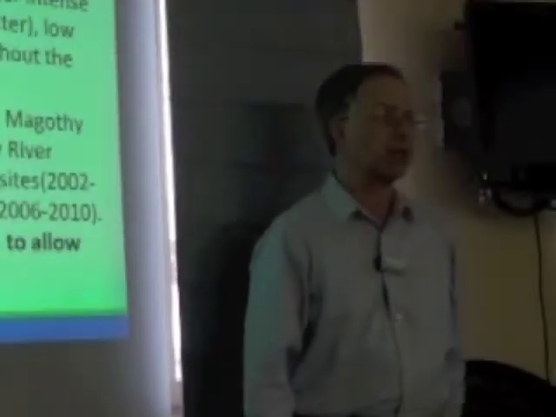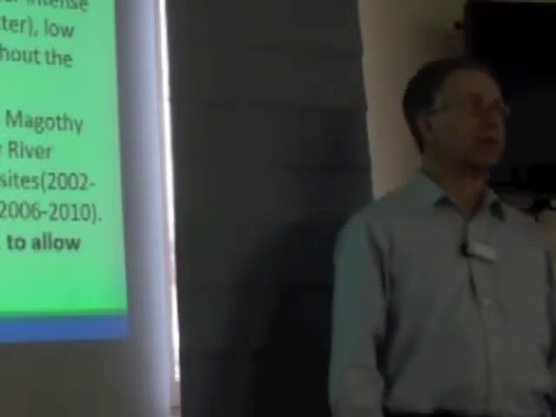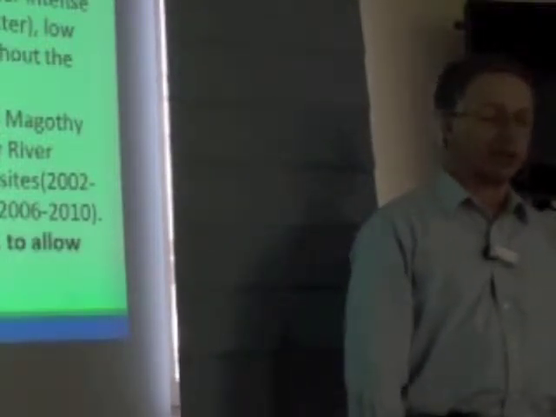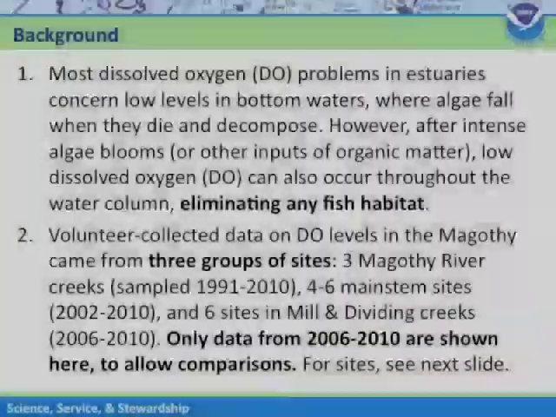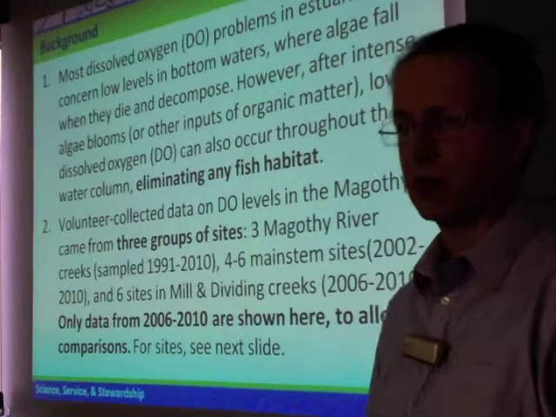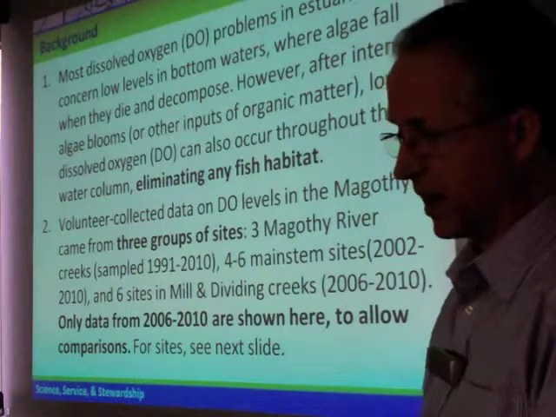So usually when you hear about dissolved oxygen problems in estuaries, it's about bottom dissolved oxygen. That's where algae fall when they die and decompose. However, there are some cases where there can be low surface dissolved oxygen, and we think this usually happens after an intense algae bloom or an input of some other organic matter that decomposes, and it essentially eliminates any fish habitat. There's just no place the fish and crabs can go to get oxygen.